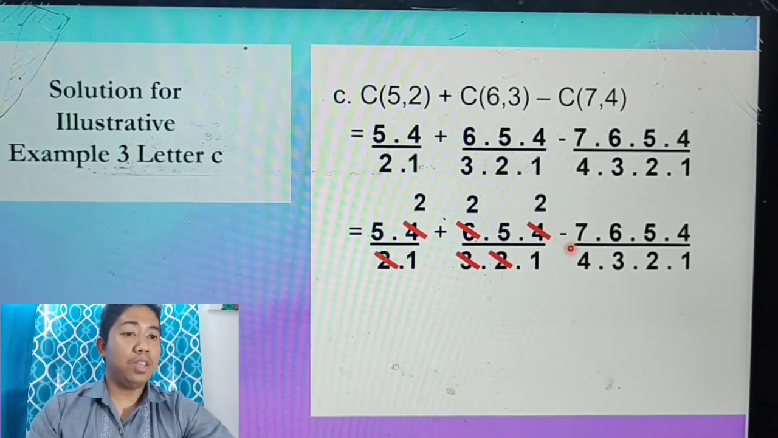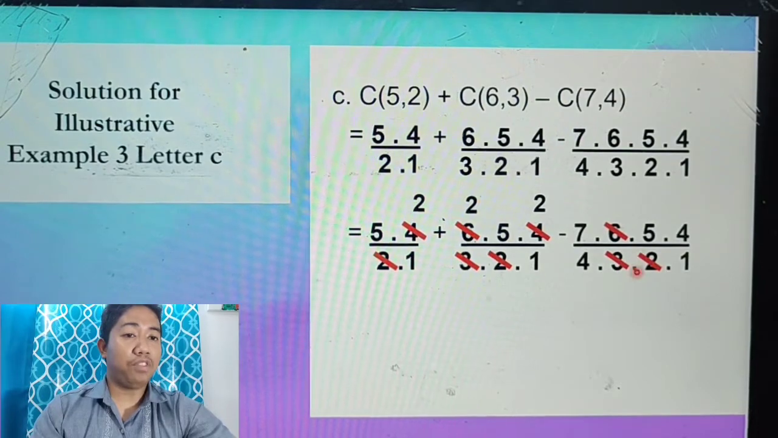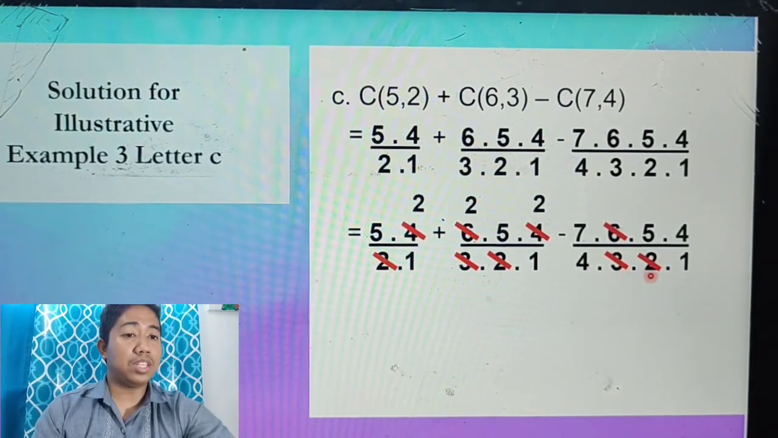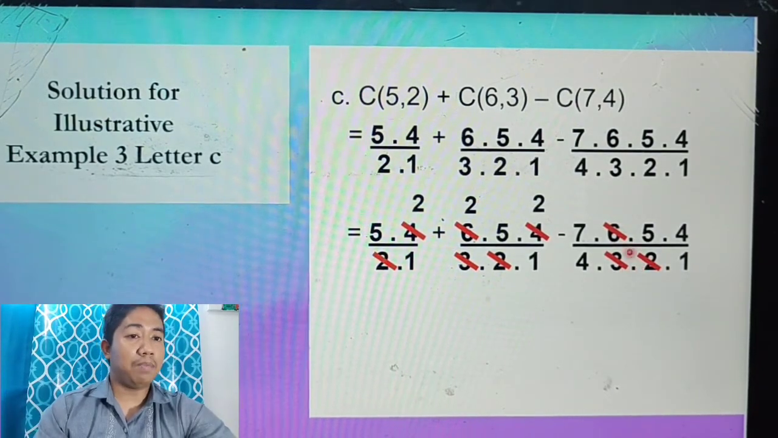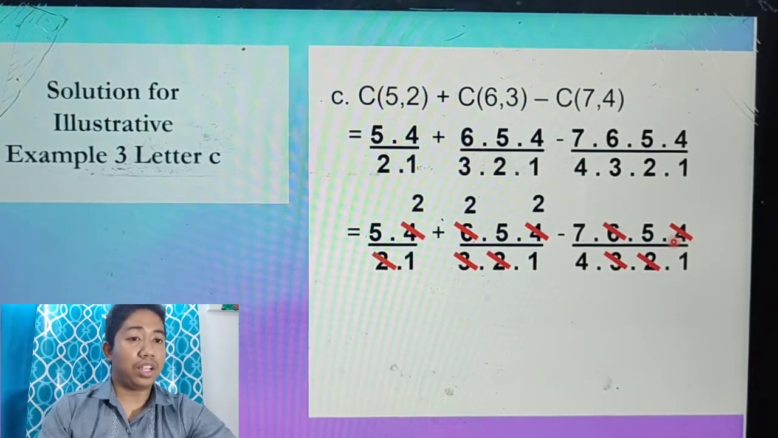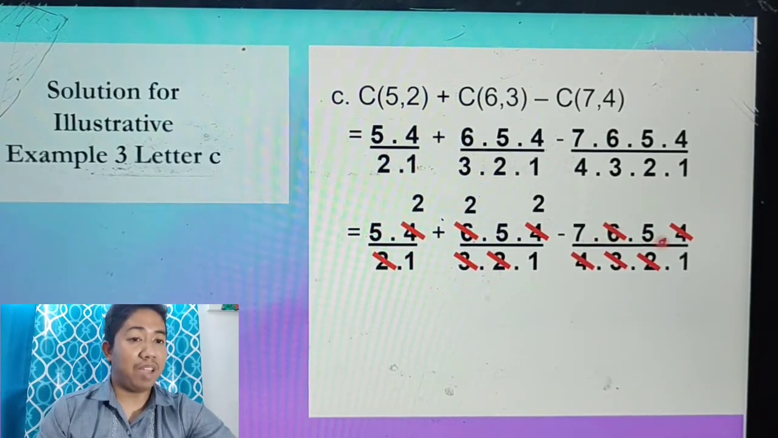On the last term, the first numbers to be cancelled out are 6 and 3. 6 over 3, we get 2. Or instead of that, cancel out 3 times 2 because 3 times 2 is the same as 6. So 6 is the same, cancel out all. And then we have 4 also, so cancel out 4. So the remaining factors are 7 times 5 on the numerator.